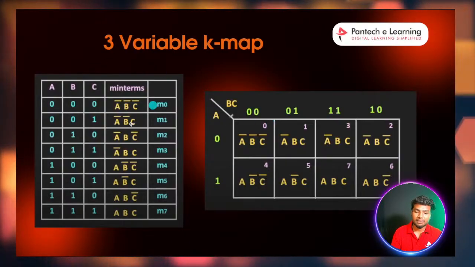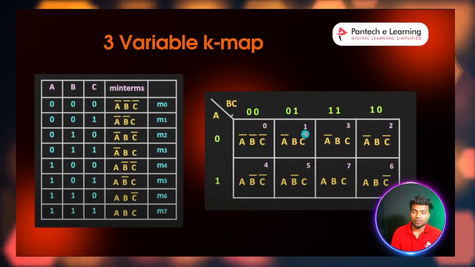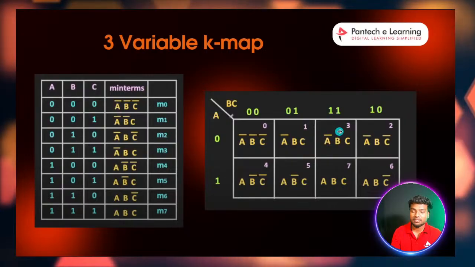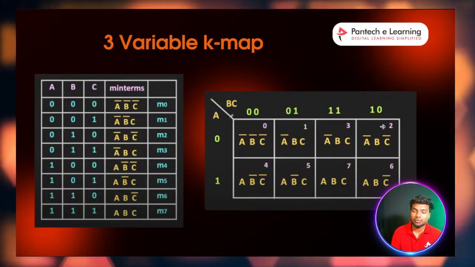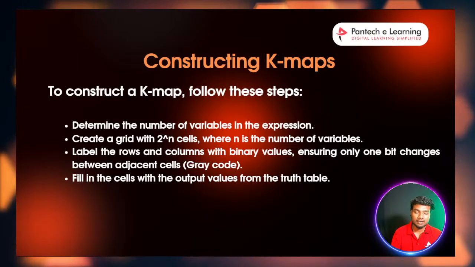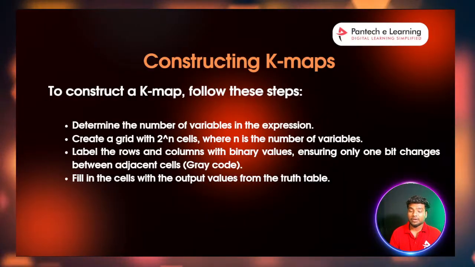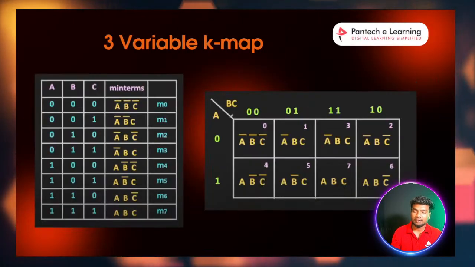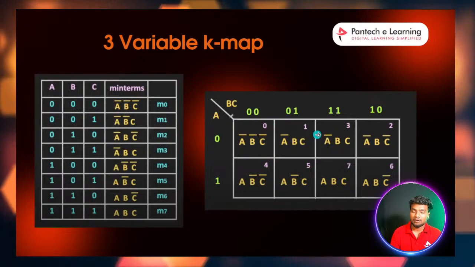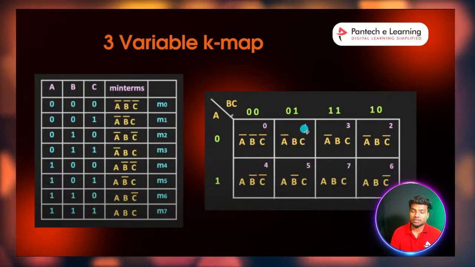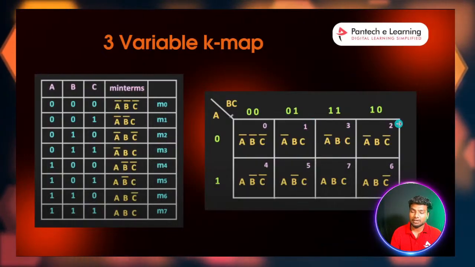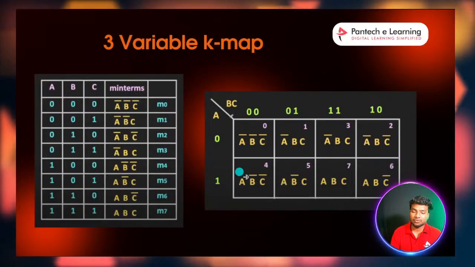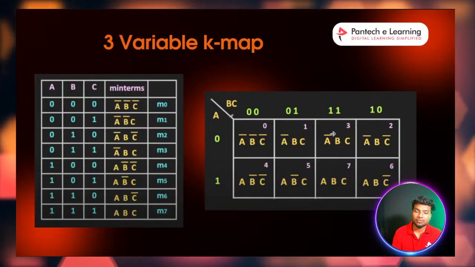So this is a 3 variable K-map. Here we can see 0 1, but I can't give 2 in the third cell, because I have to follow the K-map rules. The main rule is to label the rows and columns with binary values, ensuring only one bit changes between the adjacent cells. If I give 2 there, there is no one-bit change between adjacent cells. So I have to give 2 in the fourth cell, and then 3 here, then 4, 5, 6, 7 here. This is the basic rule, so we have to follow the rules of K-map.